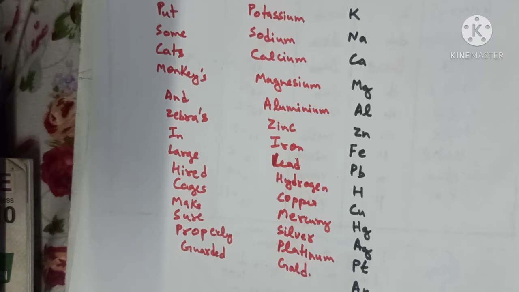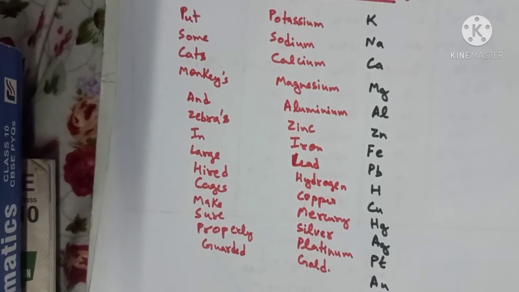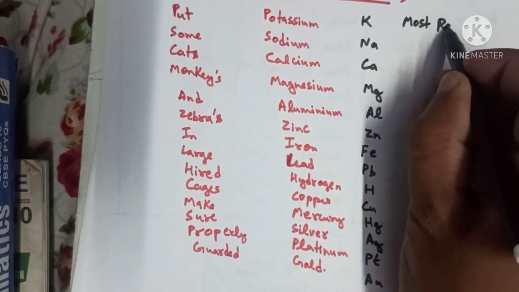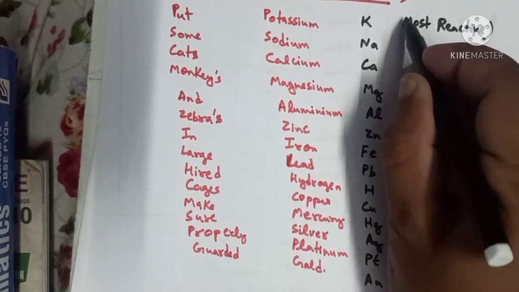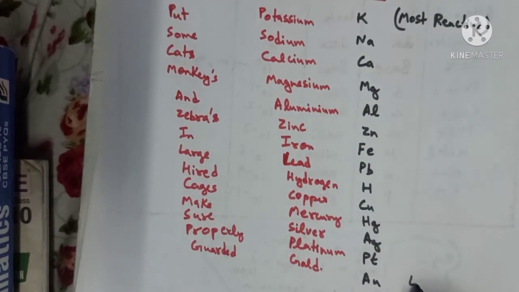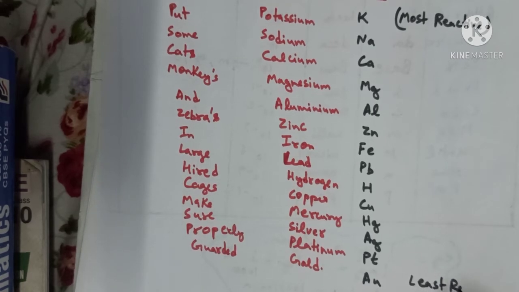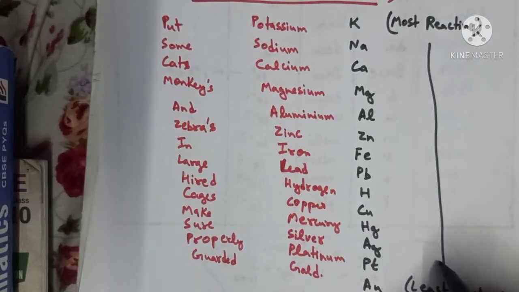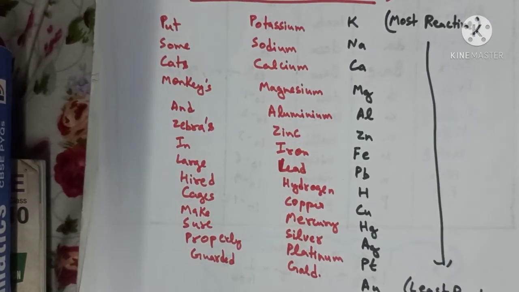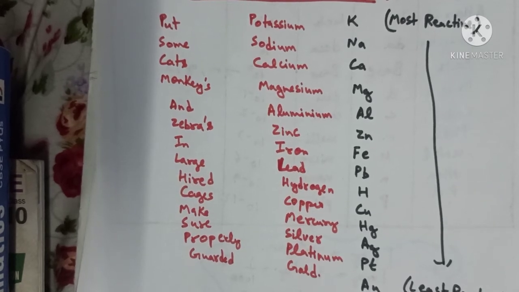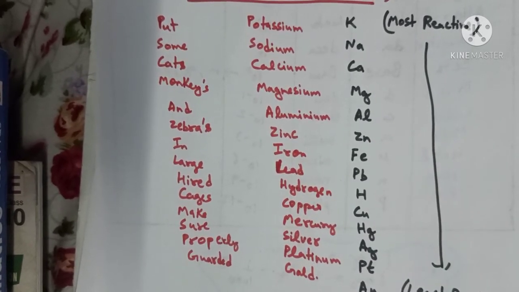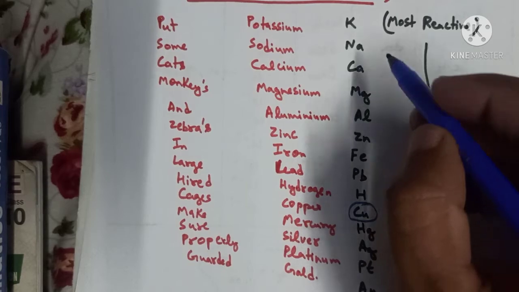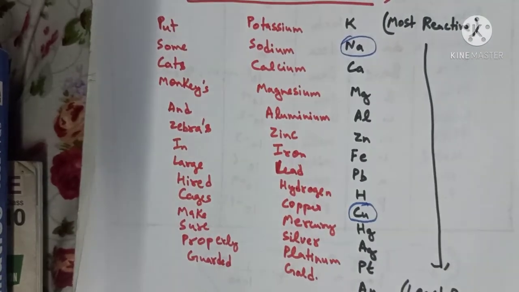Okay, so this is the metal activity series. Potassium is the most reactive metal and gold is the least reactive metal. This is the order of the reactivity of metals in decreasing order, from the most reactive to the least reactive. For example, if we take any two of these, like copper and sodium, sodium is above it.